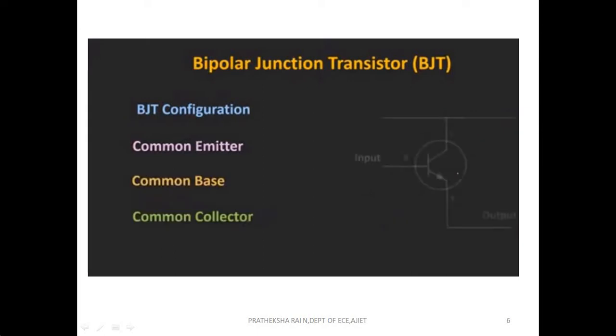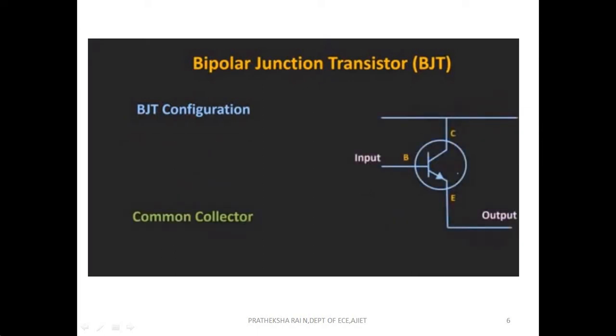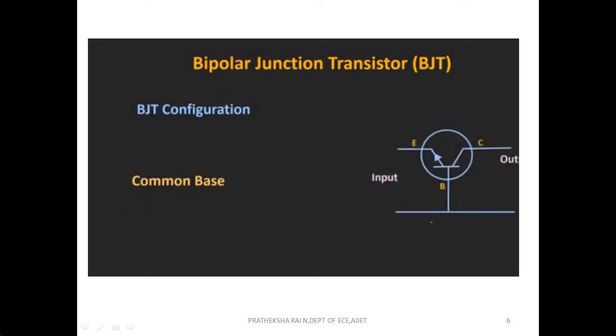Similarly, in case of the common collector configuration, the collector terminal is common between the input and the output side. And likewise, in the common base configuration, the base terminal is common between the input and the output side. So each configuration has its own advantage and disadvantage, and we will see all these configurations in detail in the upcoming videos. But in short, depending on the requirement and the application, the BJT can be configured in any of these three configurations.